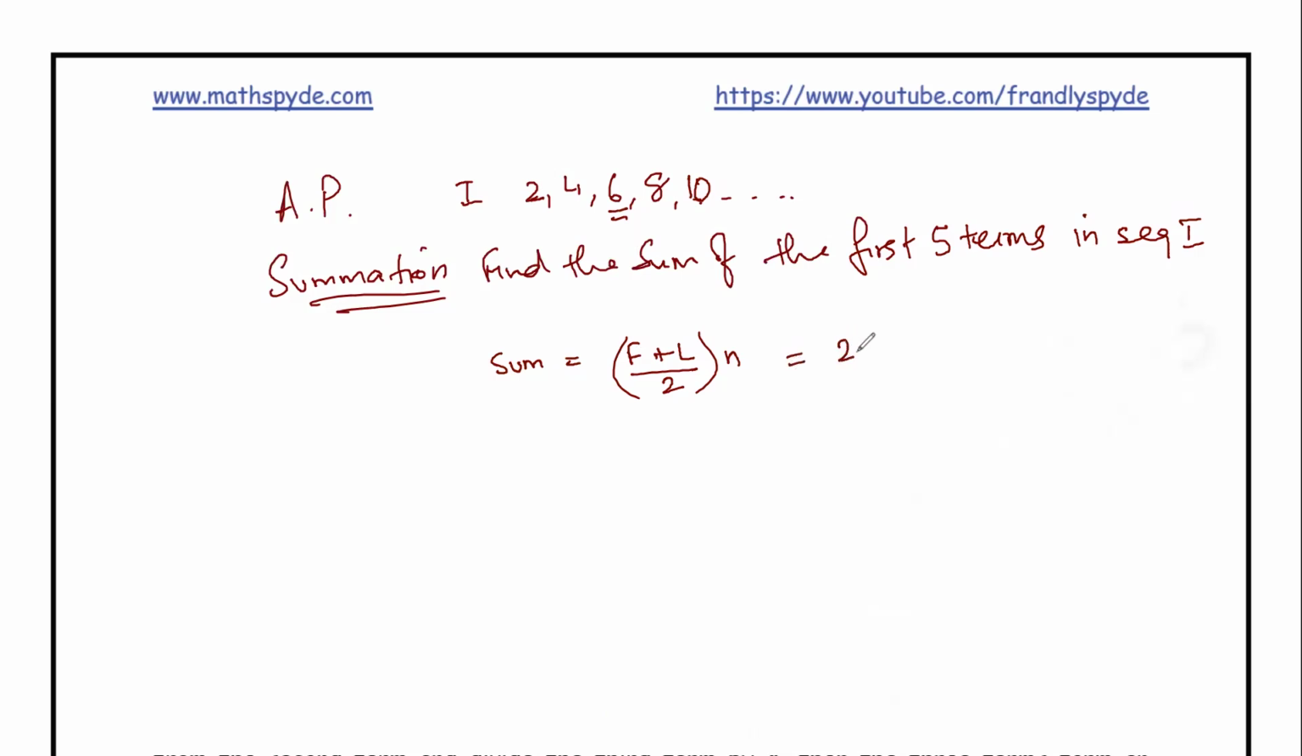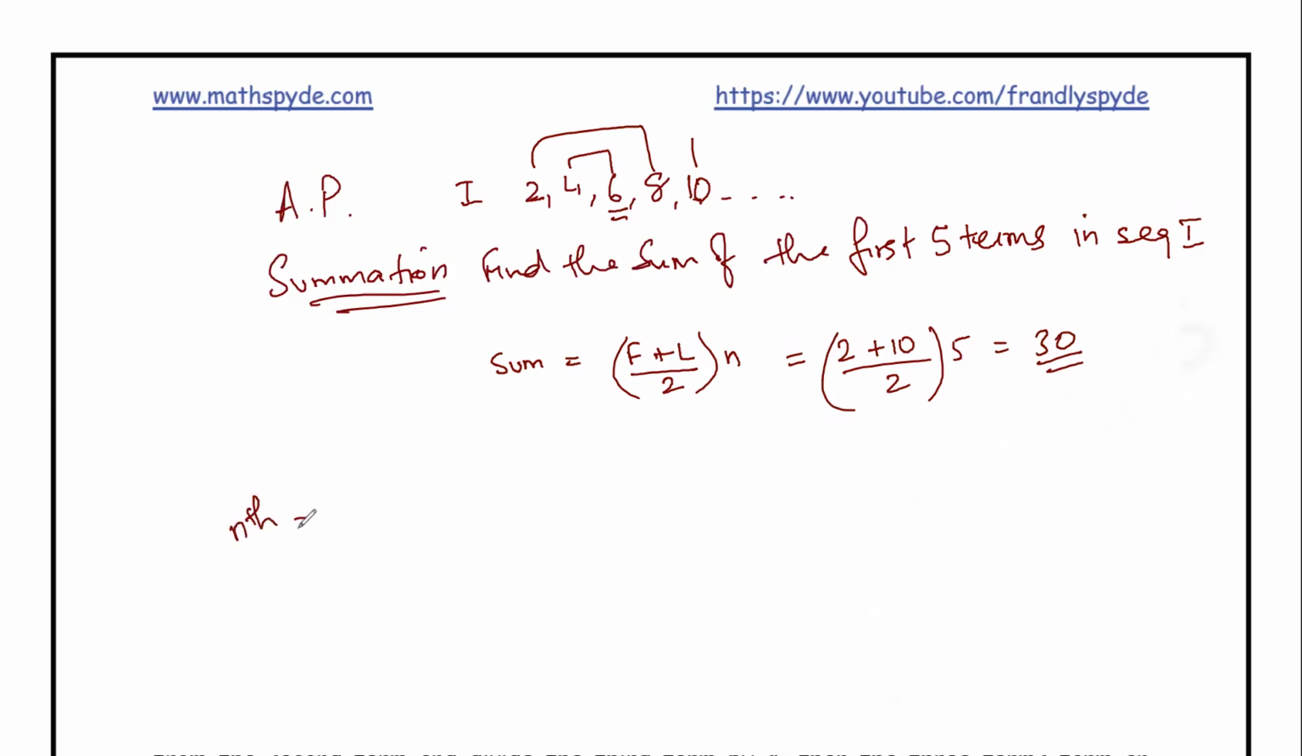And then into the number of terms. So here, the first term is 2, the last term is 10, divided by 2 that is 6, into the number of terms. 6 fives are 30. So that is what we get. 6 and 4 is 10, 2 and 8 is 10, and then 10, so 30. So that's for the arithmetic progression.